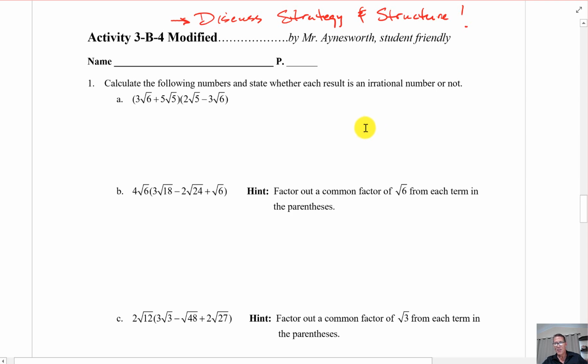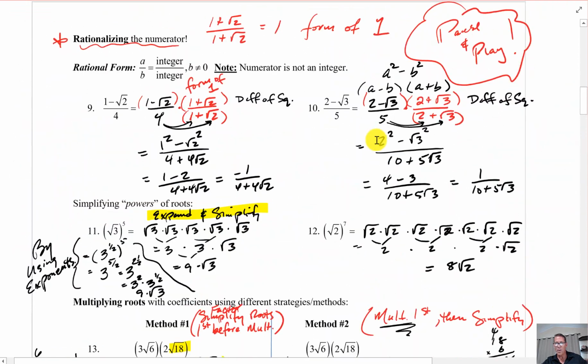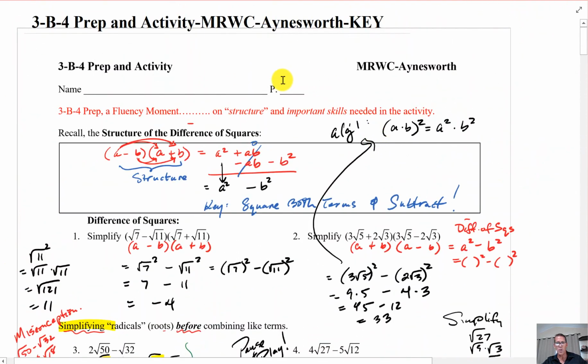This is Mr. Aynesworth, and once more, this is the prep for activity 3B4, which talks about all the structures that are involved in the important skills needed in the 3B4 activity.